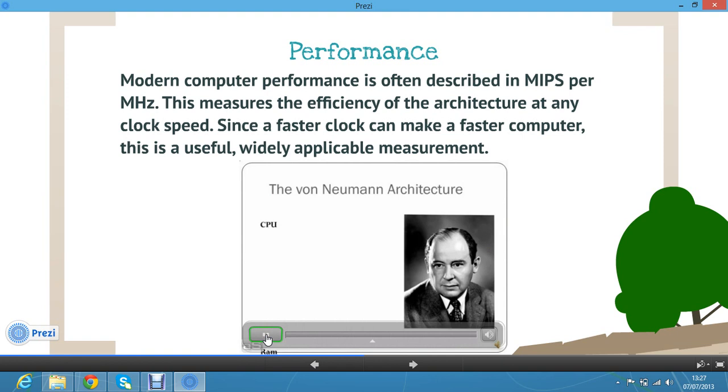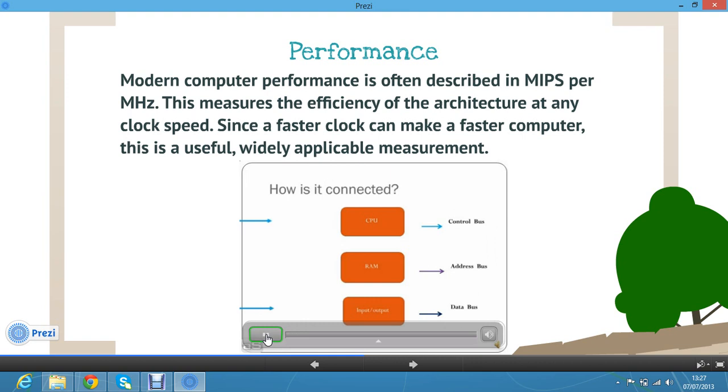A Von Neumann architecture is made up of 3 basic components: CPU, RAM, and input-output circuitry. It is connected via buses. There are 3 main buses: control bus, address bus, and data bus.